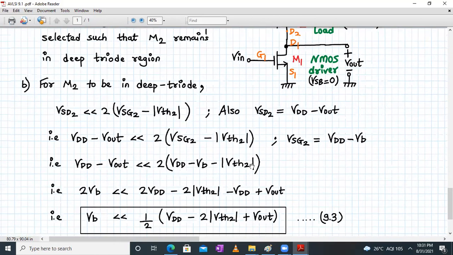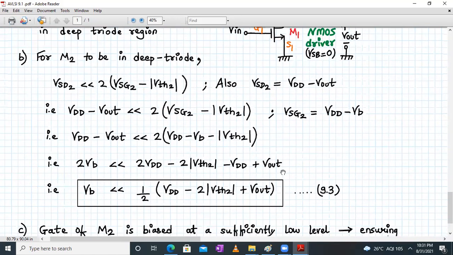We isolate the terms of VB on the left hand side and all the rest of the terms on the right hand side. Finally, we get the condition that VB should be much less than half into VDD minus twice mod of VTH2 plus V out. This becomes our equation number 3. So this is the condition on VB, the biasing voltage. It is a very small value and it has to be precisely less than the value given in equation 9.3.